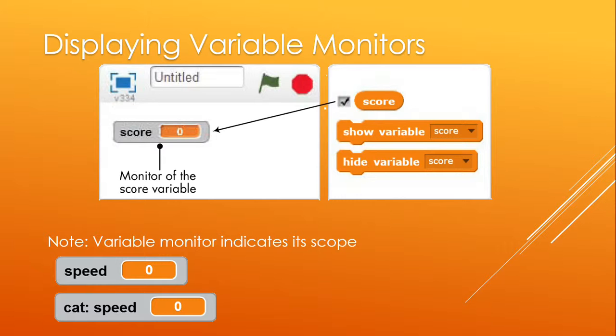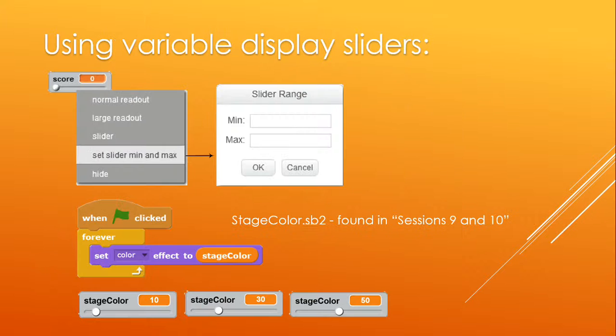So it's basically variable monitors. Once you've got your variable monitor up, you do have the option of allowing the user to change that value through the use of a slider. So as you can see here, we have a little sliding ball there. If you right click on your variable, this little menu pops up, and when that pops up, you can then choose to make it a slider.